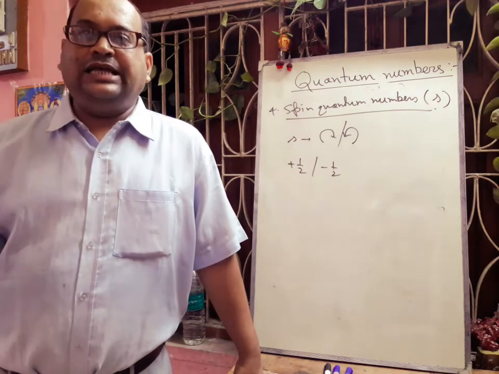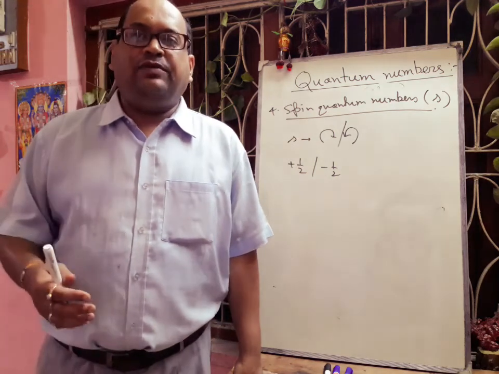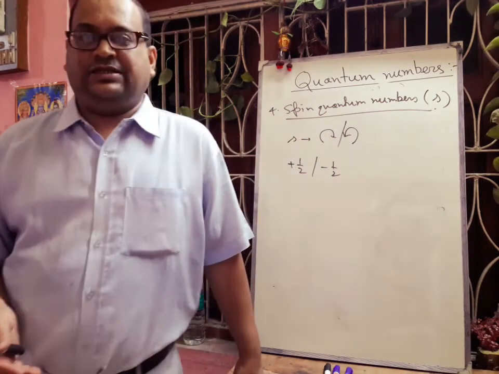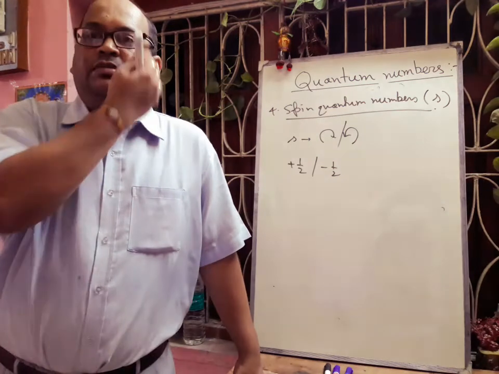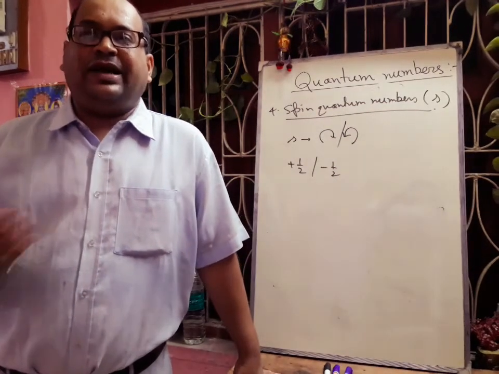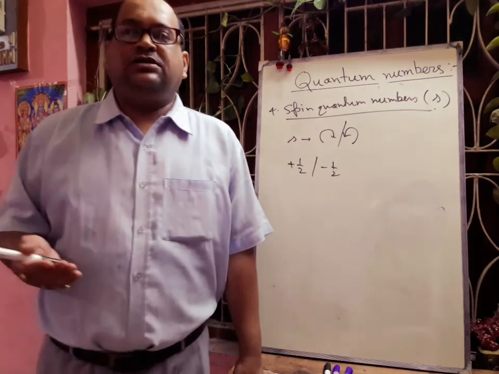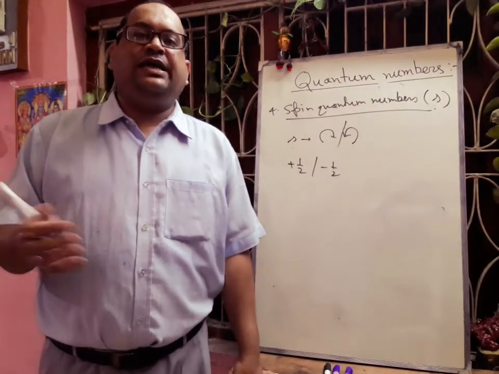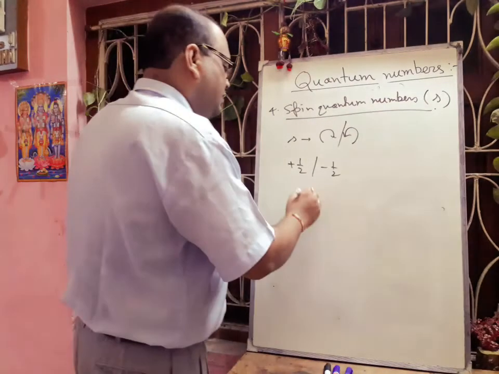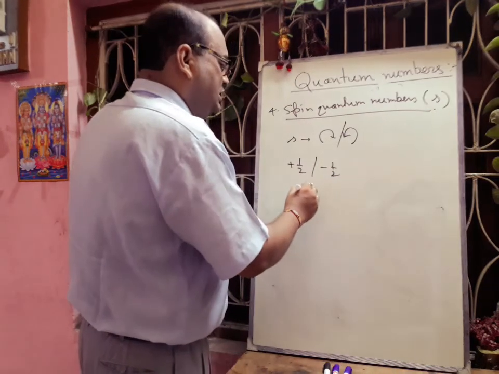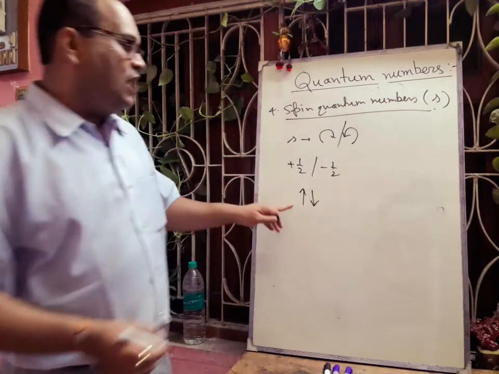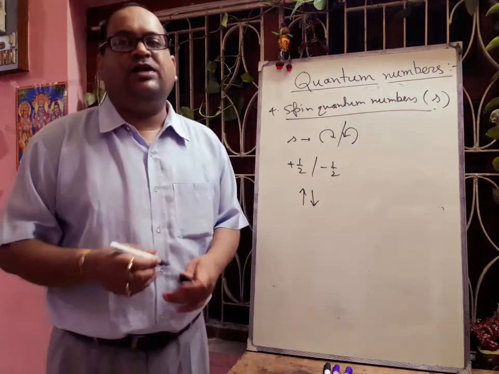Each electron will pair up with another electron with opposite spin. Such an electron pair is non-magnetic. Why? Because one spin is cancelled by the other. So this is the condition: if one is plus up, the other is minus up, so one spin moment is cancelling the spin moment of the other.